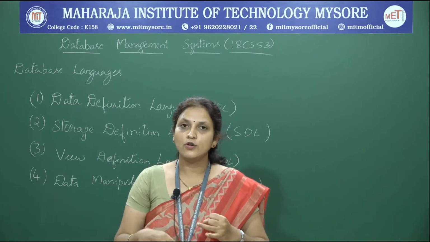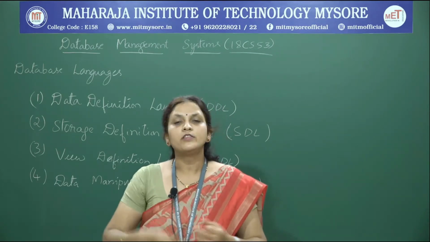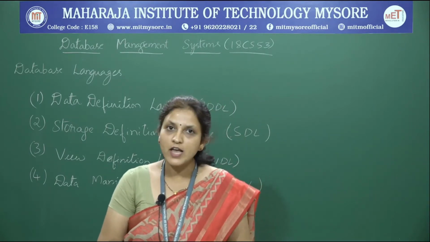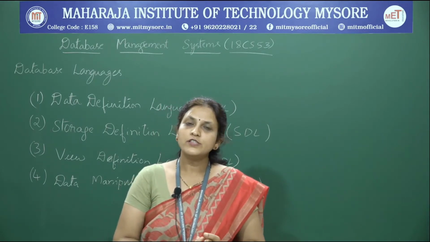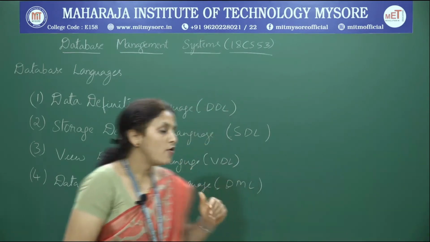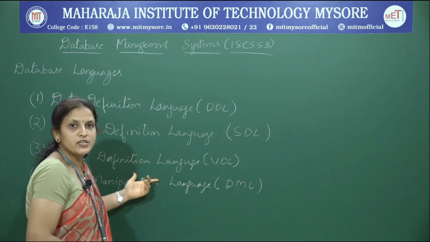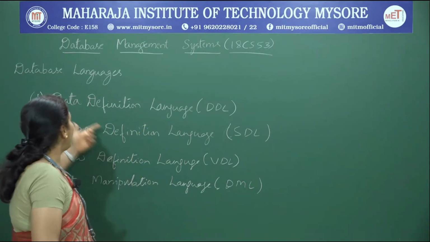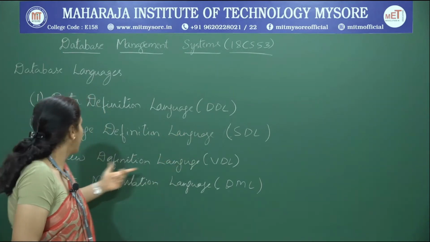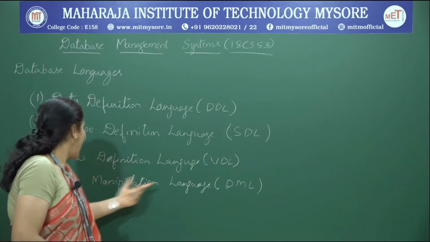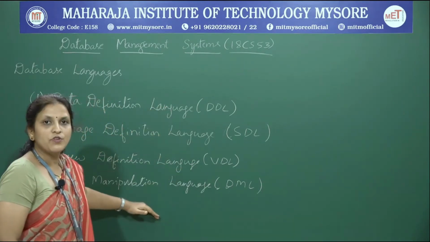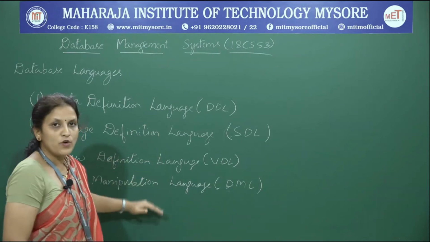Now we have studied architecture. Now, we need to know how to communicate with the database. In order to establish communication with the database, we need to have a language. As we all know, language is a medium of communication, right. In database, we have 4 different types of languages with which we can communicate. They are data definition language, storage definition language, view definition language and data manipulation language. We will have a look at all these one by one.